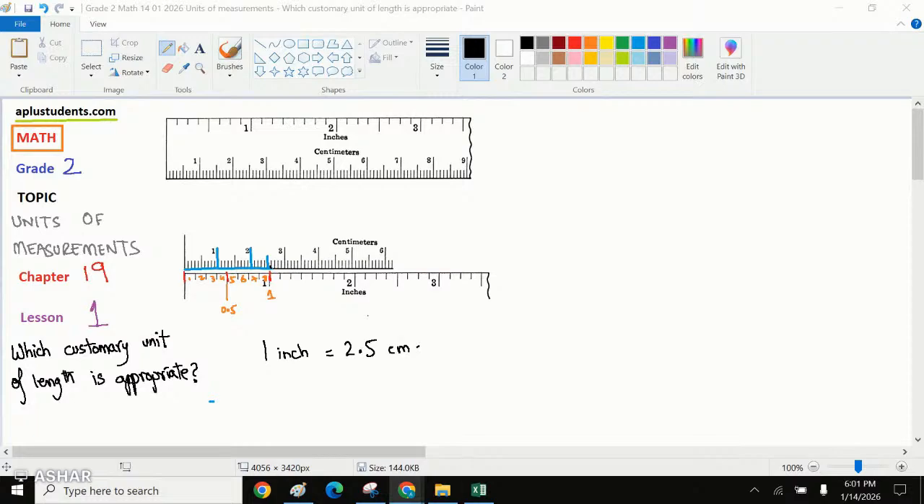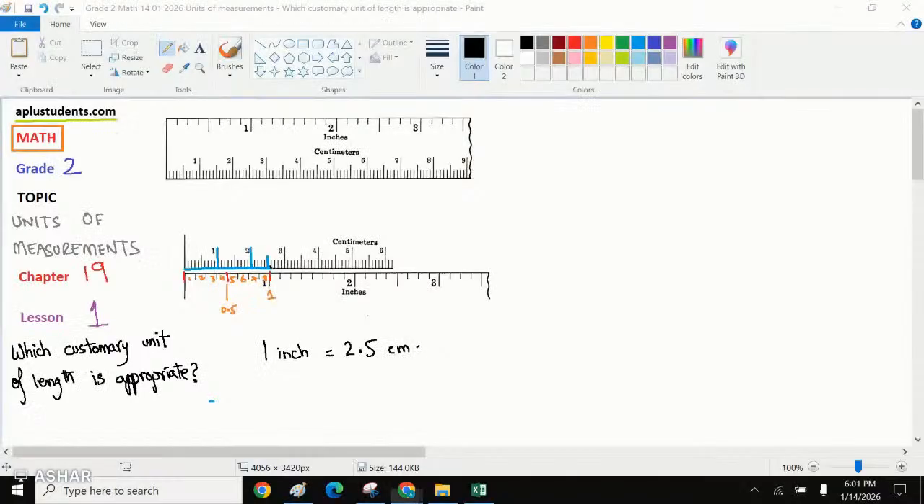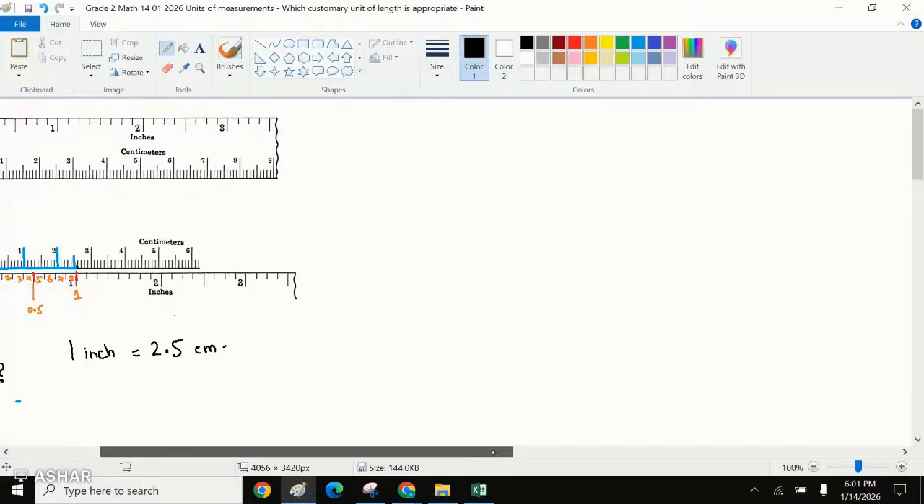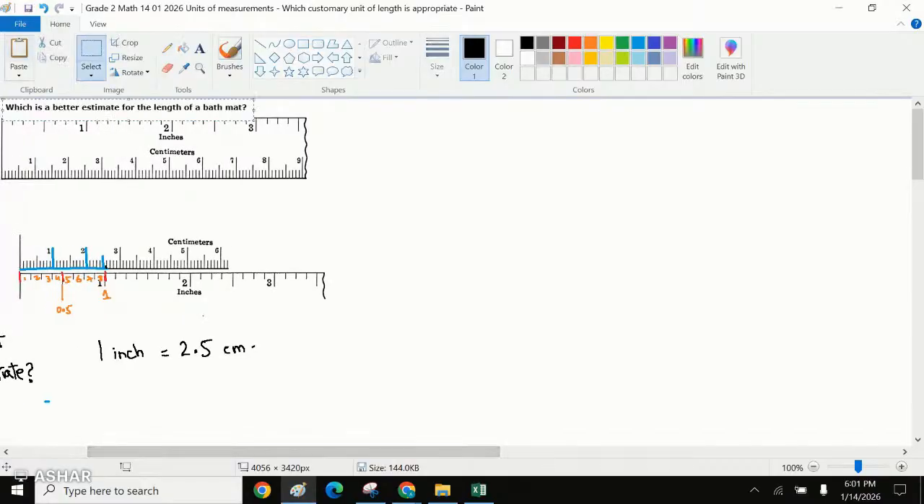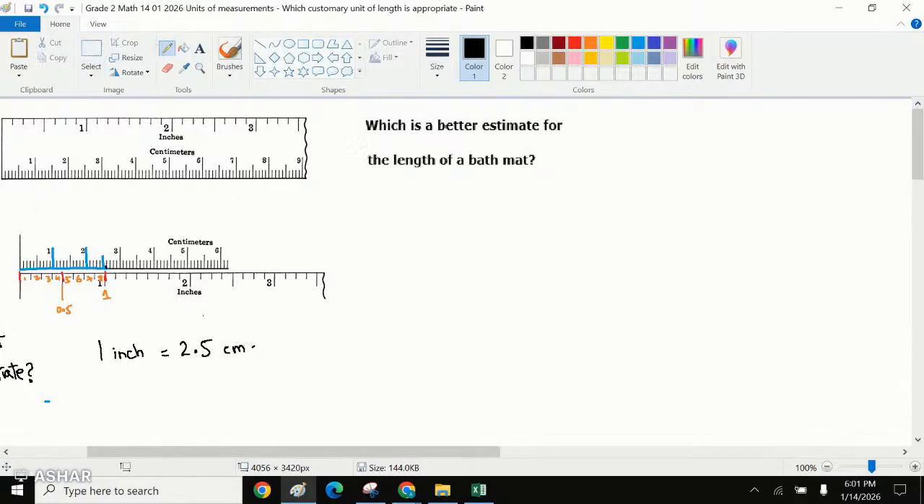Okay. In the first question, they're asking which one of the options would be better. Let's suppose this is our question number 1. I'll just resize it so that it's more readable. Which is a better estimate of the length of a bath mat? If we are measuring a bath mat, question number one, which measure should be better?